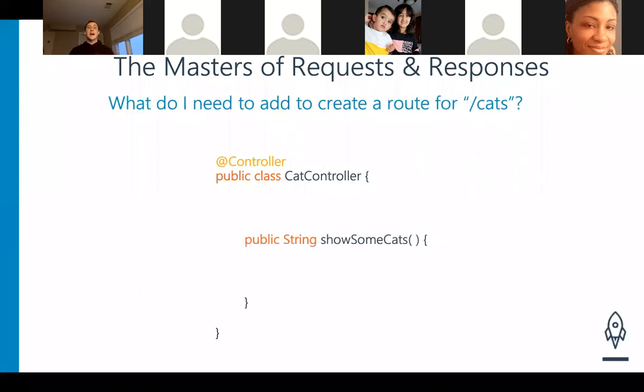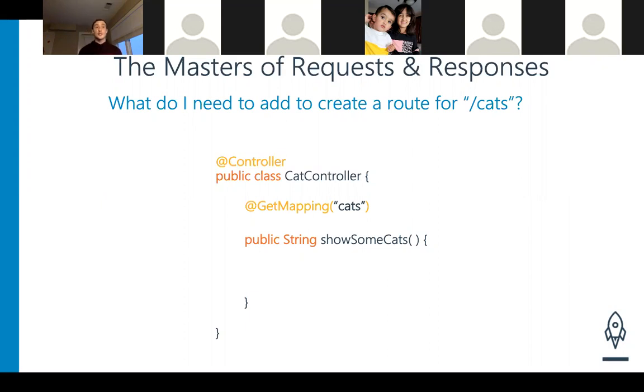Moving on, what do I need to add to create a route for /cats? Well, how would I create a route called /cats? What do I need to do that just presents HTML? Get mapping. Very good, get mapping. Yes, absolutely. We're just going to be viewing a page, no actions required. So here, you're absolutely correct. We're going to do a get mapping annotation with, in the parentheses, in the quotes, cats.